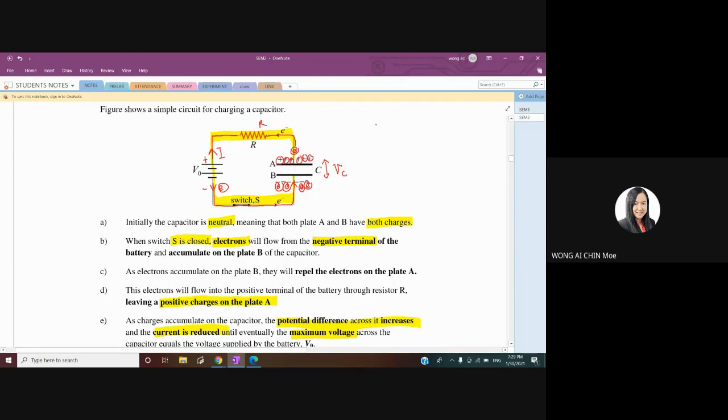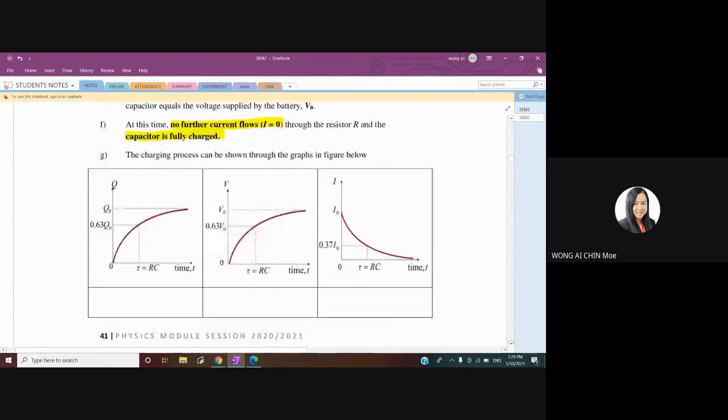Okay, this is the graph that we will get. Initially there are no charges inside the capacitor. When the power supply is on, the charge will store one by one inside the capacitor. Of course, the V here refers to VC. The potential difference across the capacitor will slowly increase, because positive and negative become very obvious on plate A and plate B.